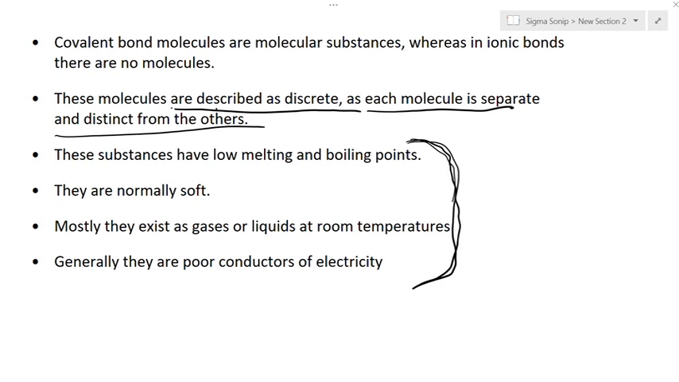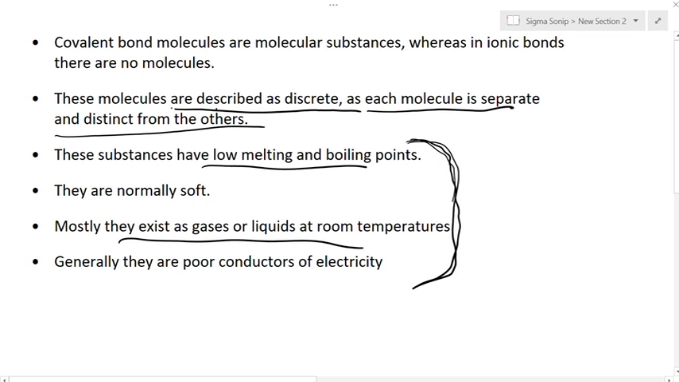Again, the next property is that they are soft. Again, it comes from the fact that the intermolecular force between covalent molecules is not so strong. Mostly they exist as gases or liquids at room temperature, obviously because they have low melting and boiling points. So even at room temperature they would have melted and boiled, so you would find them in a gaseous or liquid state.